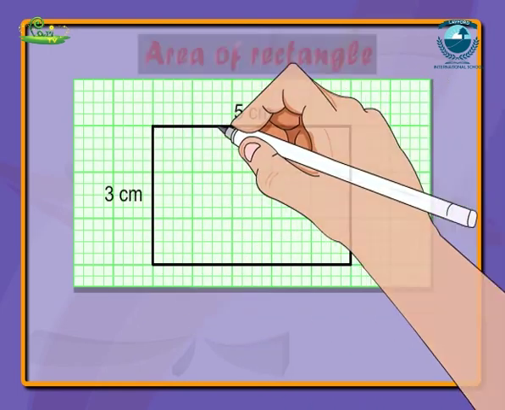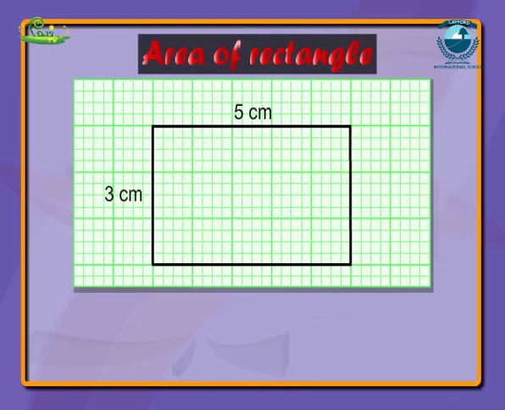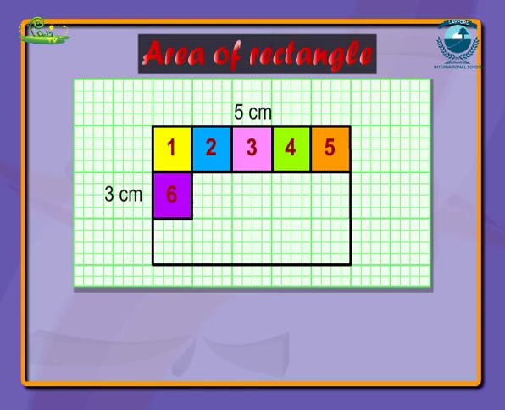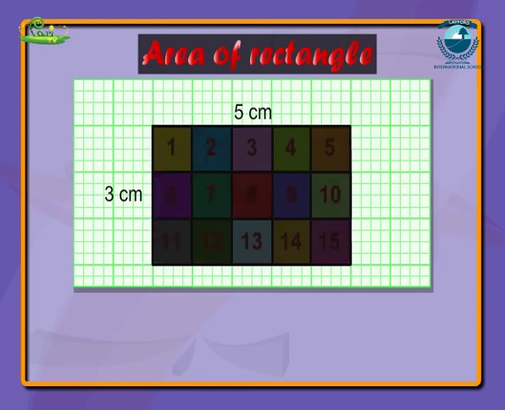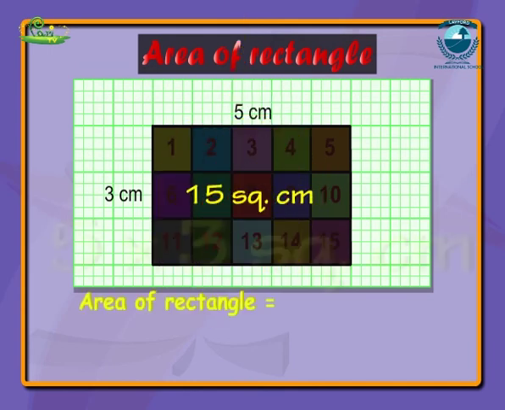Now, I will tell you how to take out the area of rectangle. We draw a rectangle of length 5 centimeter and breadth 3 centimeter on a graph paper having 1 centimeter into 1 centimeter squares. The rectangle covers 15 squares completely. The area of rectangle is 15 square centimeter, which can be written as 5 into 3 square centimeter. Thus, in other words, we can say that area of rectangle is equal to length into breadth.